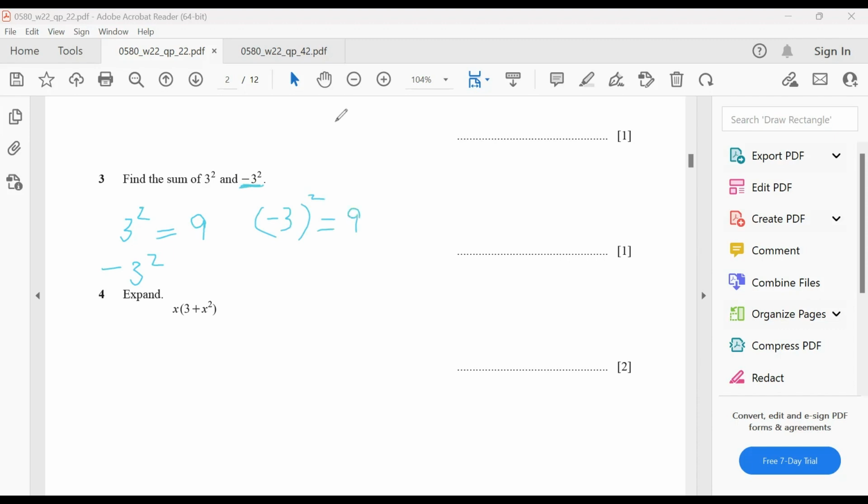This would give you 9, but this gives you minus 9 because we first square the 3 and put a negative sign in front of it. So then we're asked for the sum of that. So then we have 9 minus 9 equal to 0.